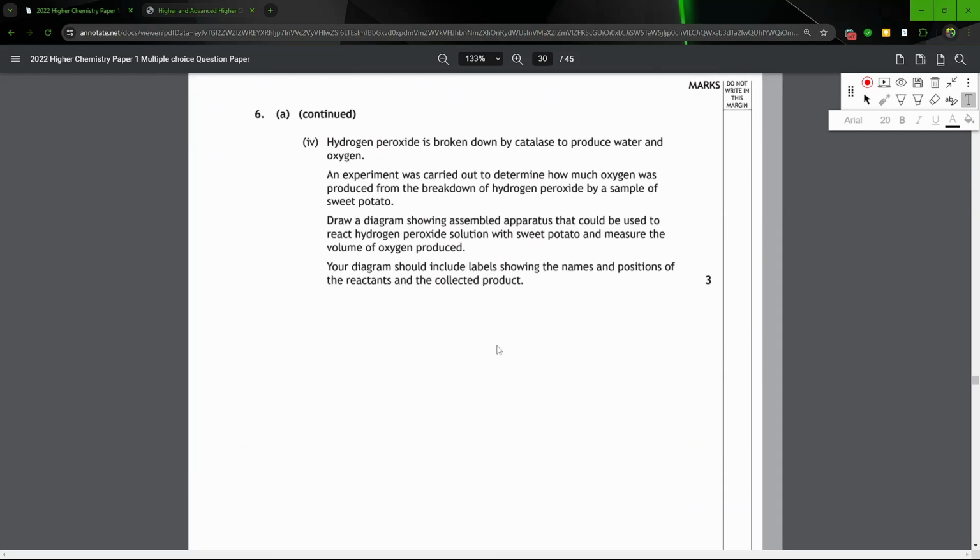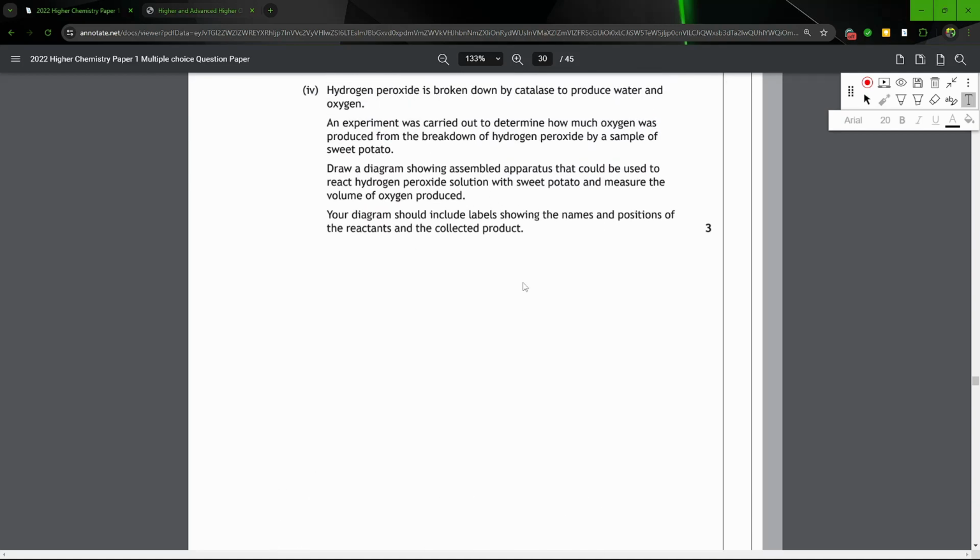Hydrogen peroxide is broken down by catalase to produce water and oxygen. An experiment was carried out to determine how much oxygen was produced from the breakdown of hydrogen peroxide by a sample of sweet potato. Draw a diagram showing an assembled apparatus that can be used to react hydrogen peroxide solution with sweet potato and measure the volume of oxygen produced. Your diagram should include labels showing the names, positions of the reactants, and the collected product.